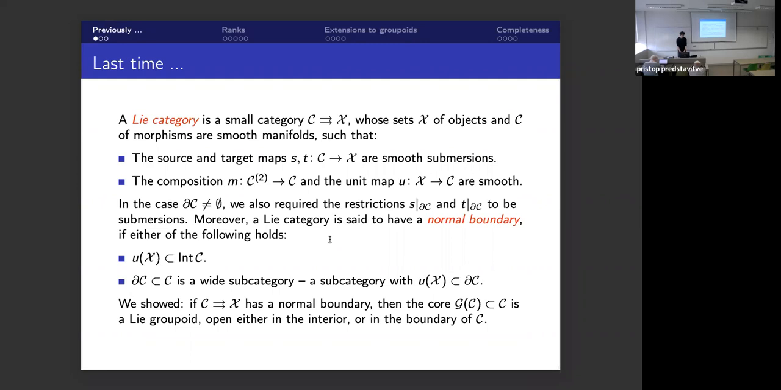All right, and so among the questions that we pondered was whether the set of all invertible elements, so the set of all invertible arrows G of C, which is also called the core of the category, has a smooth structure. In order to get sufficient conditions for the core to indeed possess the structure of a smooth manifold, we found that we had to impose additional conditions.